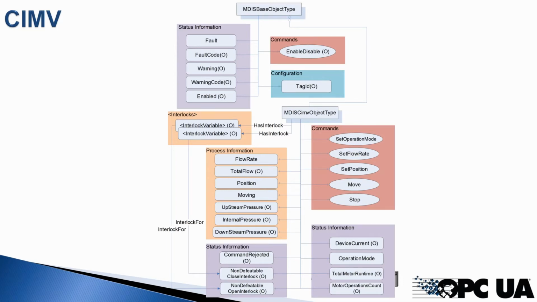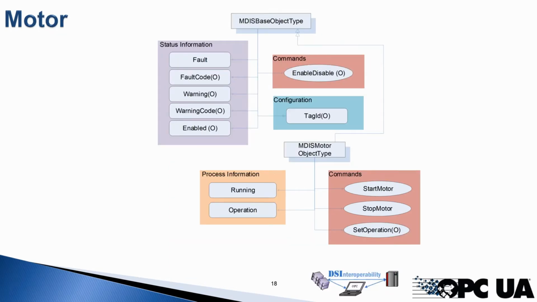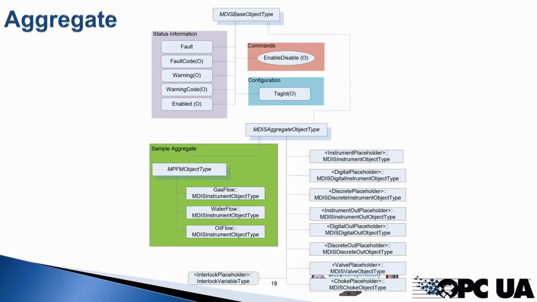We have a CIMV object. It shows the chemical injection valves and what capabilities they have. We've added a motor control, which is really a general way of being able to stop and start pumps. So this is an additional new object that we've added in. We've always had an aggregate object, a way of generating objects that you don't have in the model. So you can take the existing instruments of various types and arrange them and create a new aggregate object type.